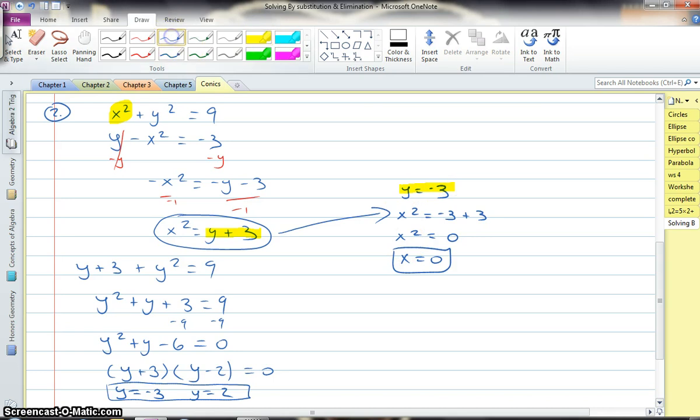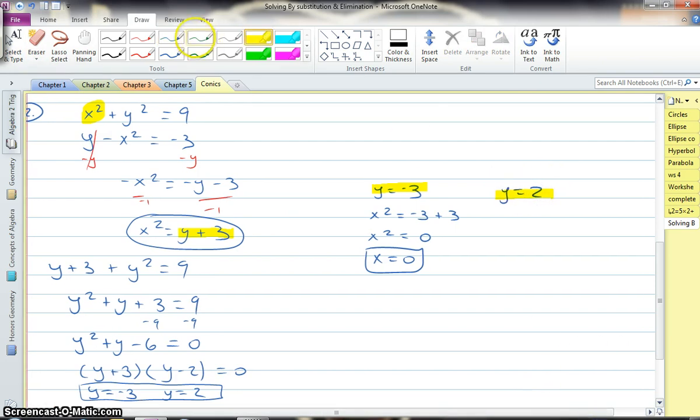Well, what about when y is 2? Let me erase the arrow just so we don't get confused. So if y is 2 now, well, x squared equals 2 plus 3. So x squared equals 5. Square root both sides, x is plus or minus root 5.